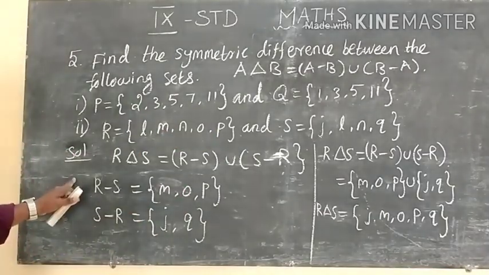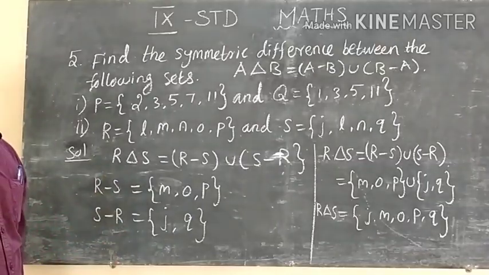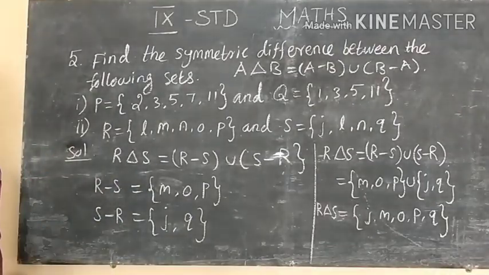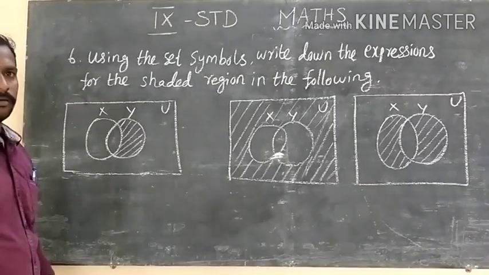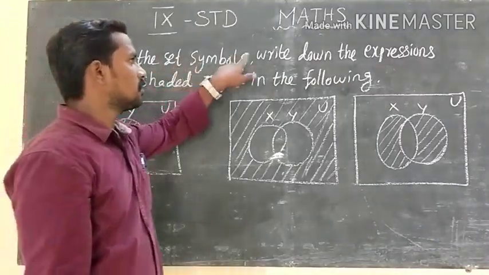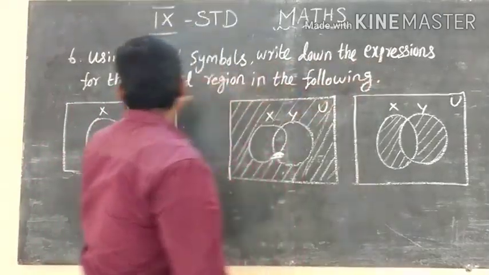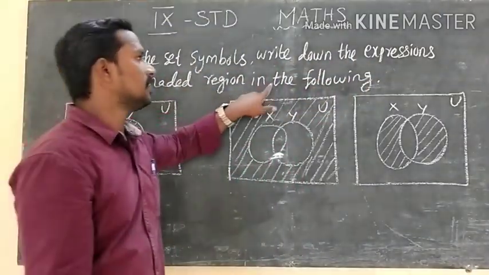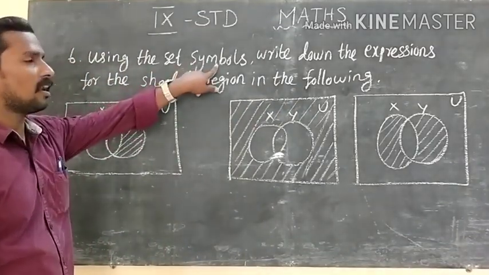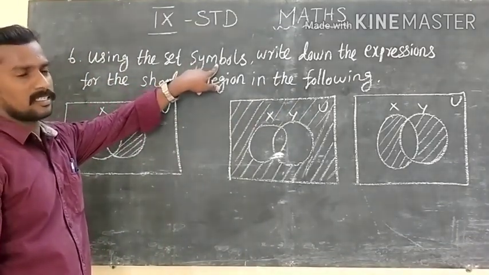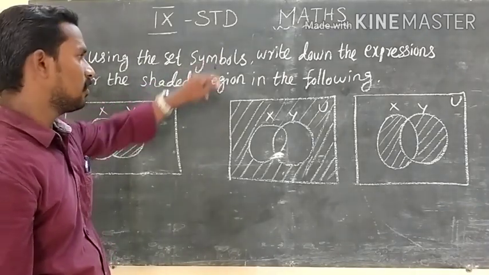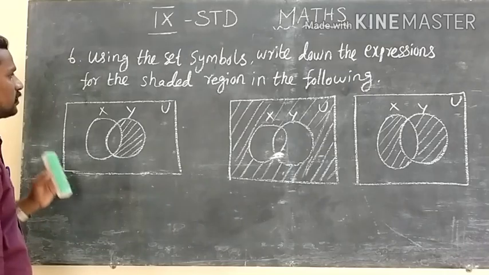Have you understood the method to find the symmetric difference? Now, the third question is your homework. Sixth question: using the set symbols, write down the expressions for the shaded region in the following. The set symbols are union, intersection, difference, complement, and symmetric difference. These are the symbols of sets.